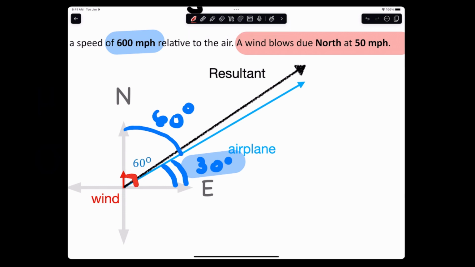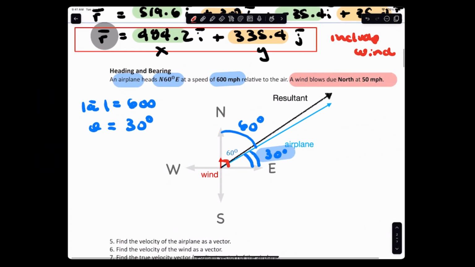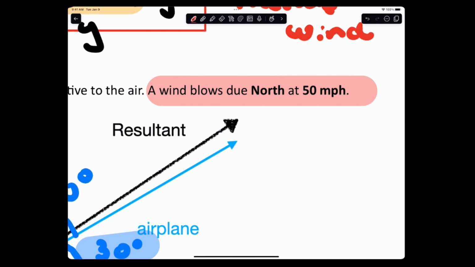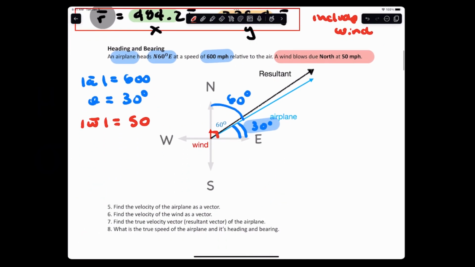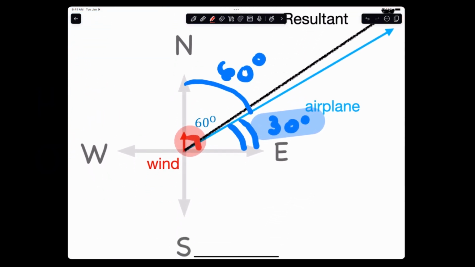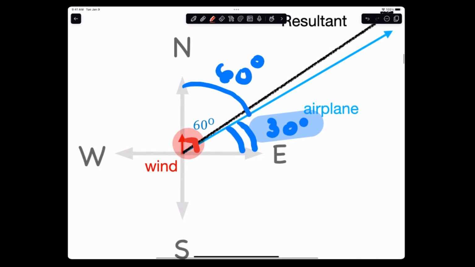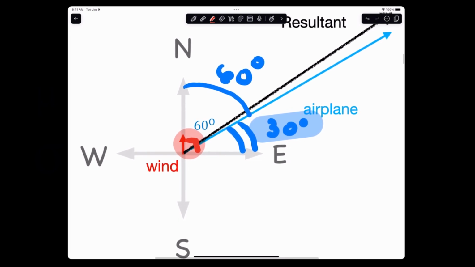What this means for the wind is we know what? The wind will be 50, because that's what they said. That's the magnitude of the wind vector. But what's the standard angle? 90 degrees. Outstanding. You need to know that. Due north, take a look at the vector. Isn't that pointing upwards? That's a 90-degree angle.